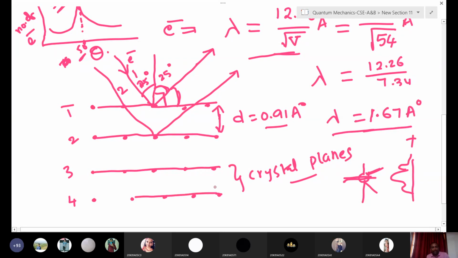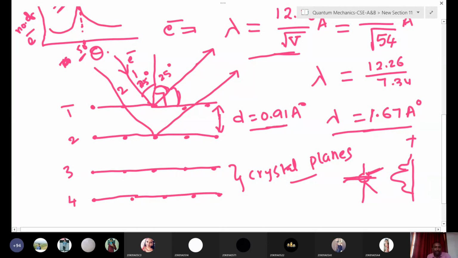Planes means atoms are aligned in a systematic manner. If you take one line, that is a plane. If you take one order of atoms, it is a plane. Here also I have drawn 4 planes. In each plane, atoms are arranged very systematically, so the spacing between two atoms is about 1 angstrom.